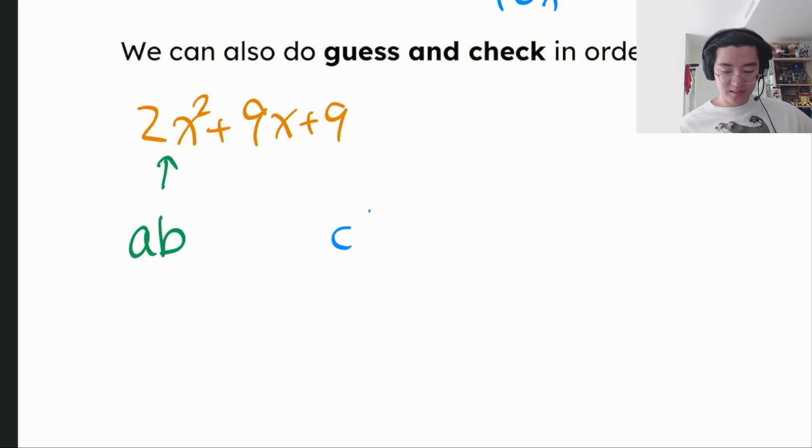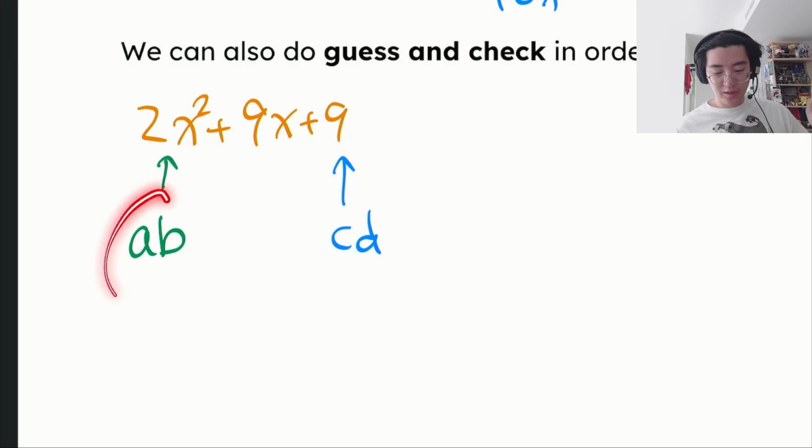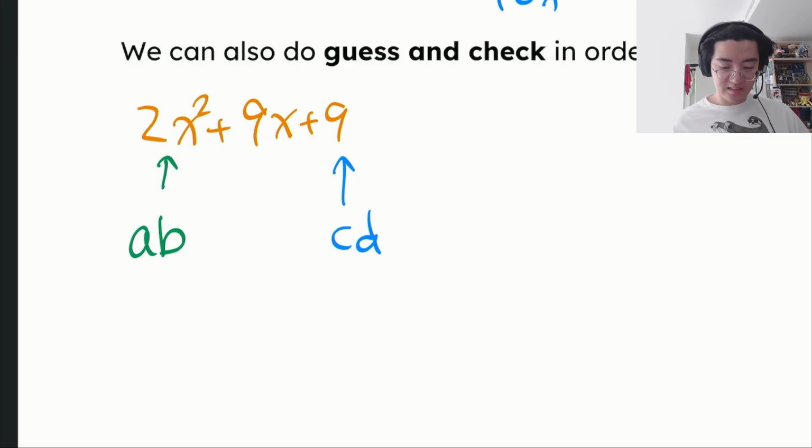And then the last term here is c times d, so 2 numbers that multiply to 9. So far so good? So a and b are 2 numbers that multiply to 2x squared. C and D are 2 numbers that multiply to 9. And now the last one, the middle number, is A times D plus B times C.